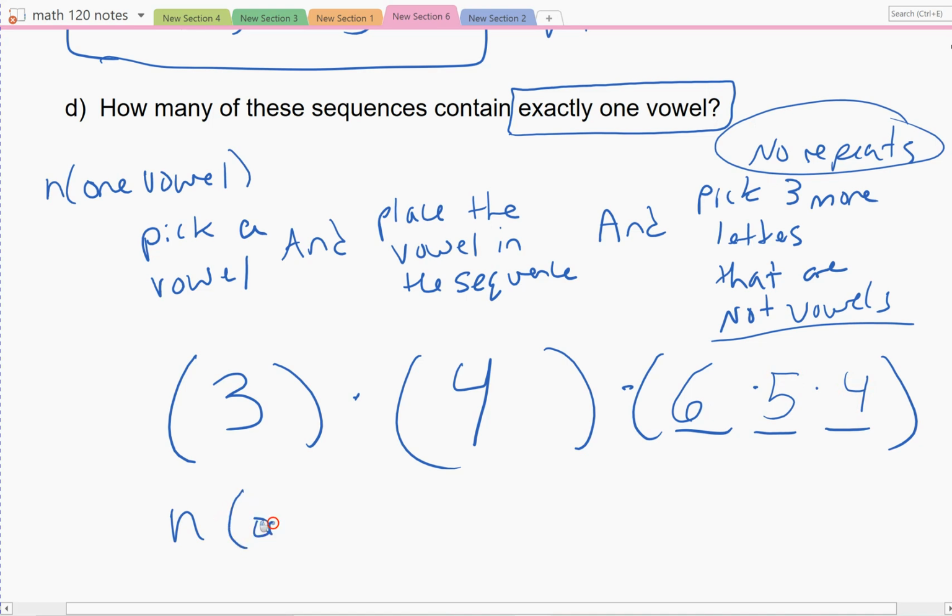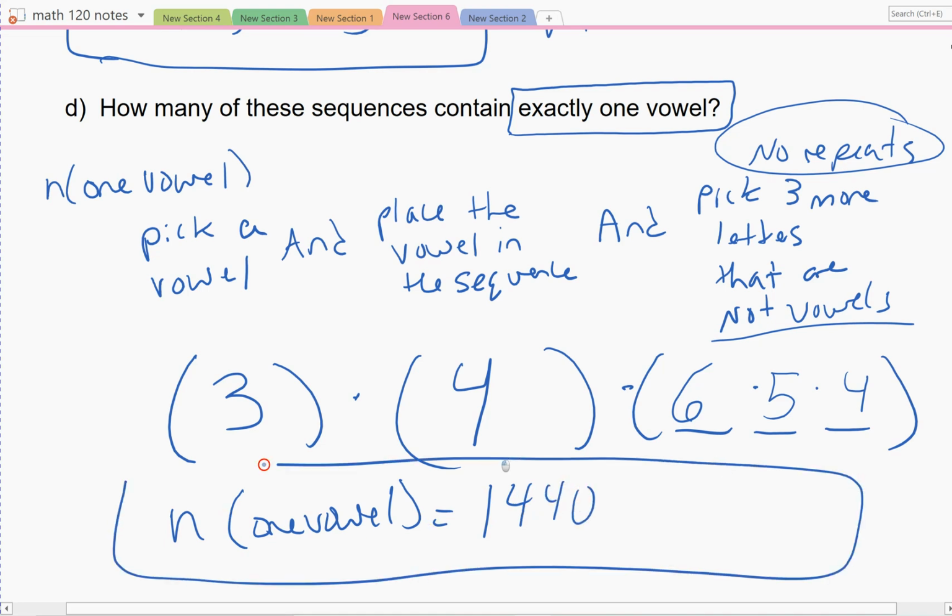Multiply it out. So 3 times 4 times 6 times 5 times 4 comes out to 1,440 groups. Out of my 3,024, there's 1,440 sequences that contain exactly 1 vowel somewhere in it. Either it contains U somewhere in it, E somewhere in it, or O somewhere in it.